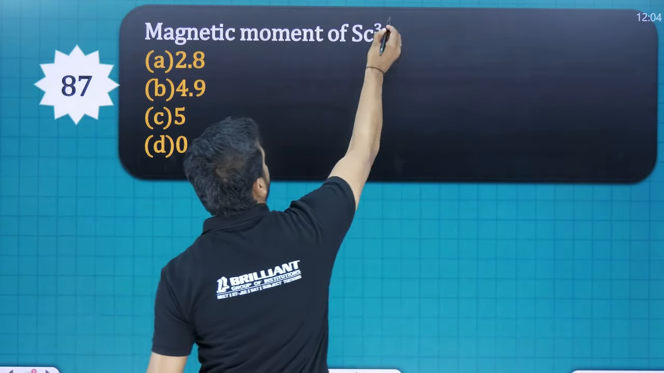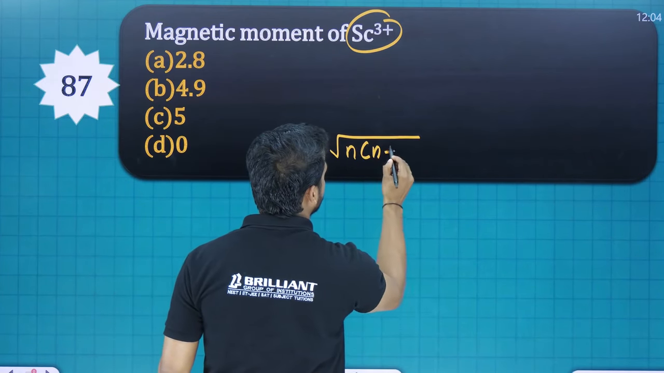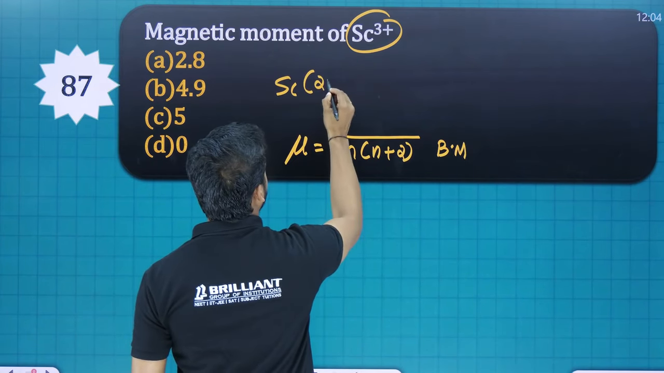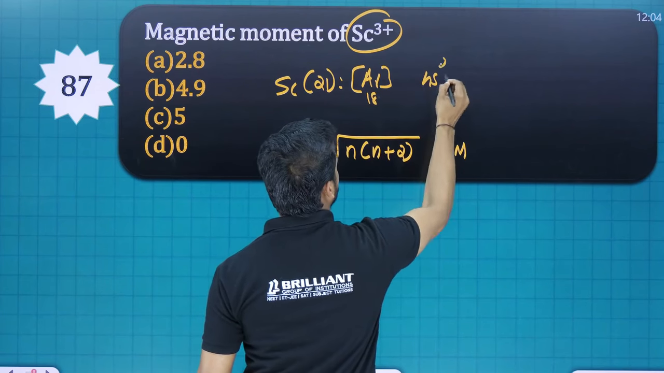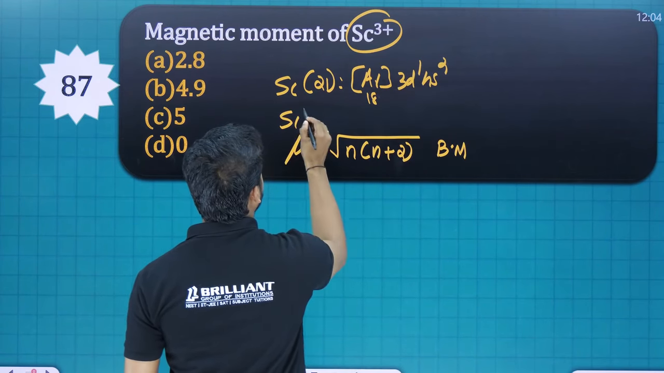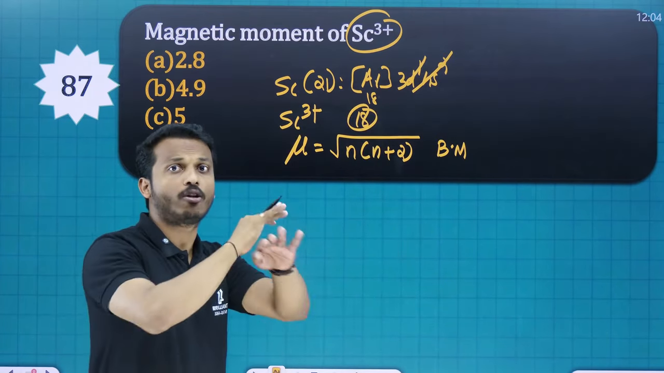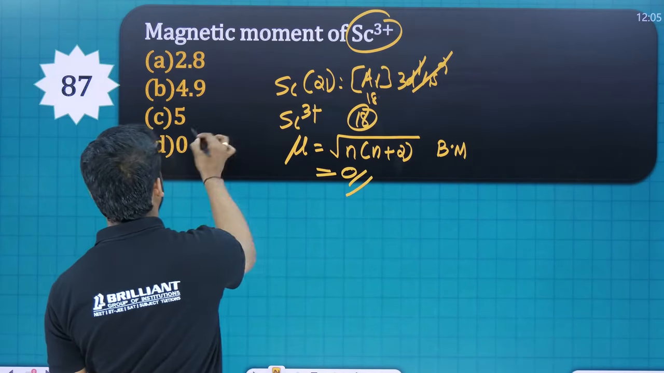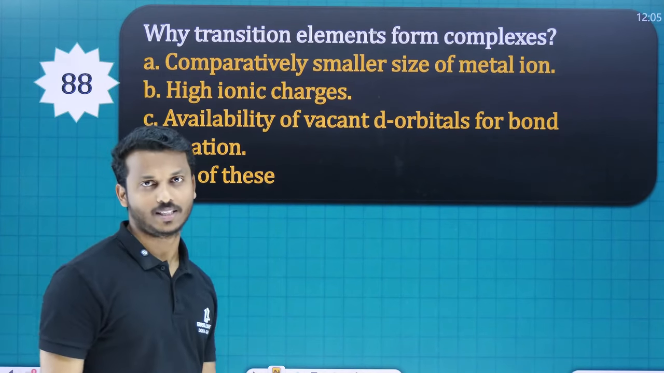Magnetic moment of scandium 3+. What is the equation for magnetic moment? Root of n(n+2) Bohr magneton. Scandium is atomic number 21. 21 means argon, 18, 4s2 3d1. Scandium 3+ means these 2 and this 1 are gone. Only 18 remain. 18 means fully filled, no unpaired electron. No unpaired electron means the magnetic moment is 0.